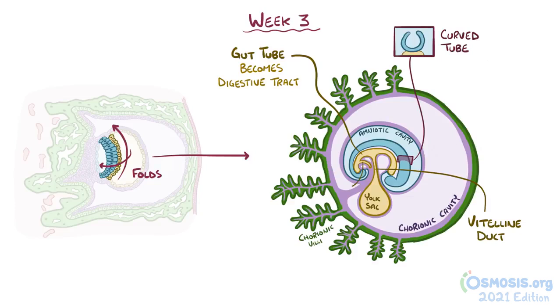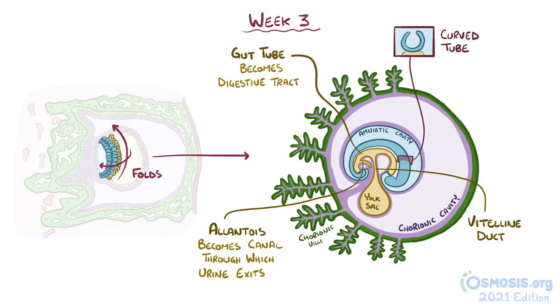Finally, the last of the fetal membranes, the allantois, develops as a tiny outpouching from the rear part of the gut tube called the hindgut. The allantois is a thin tube that grows up toward the umbilicus, and behind it develops the bladder. The allantois becomes a canal through which urine can exit the bladder before the urethra develops.